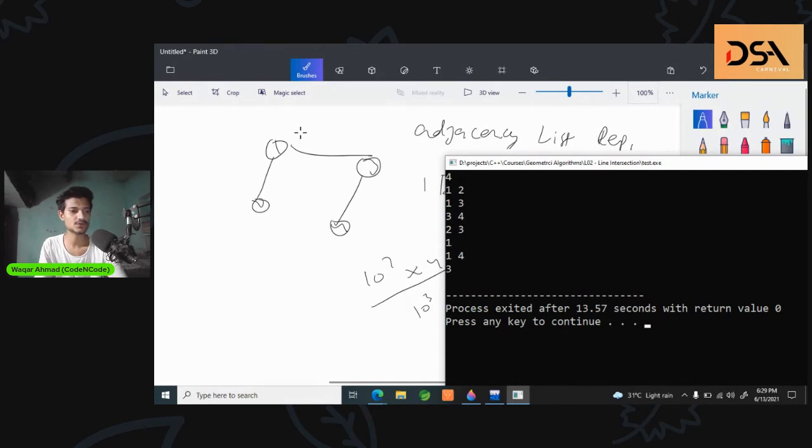Node 2 is connected to node 1 only. Node 3 is connected to node 1 and 4. That's why in the adjacency list of node 3 you have 1 and 4. Node 4 is only connected to 3.